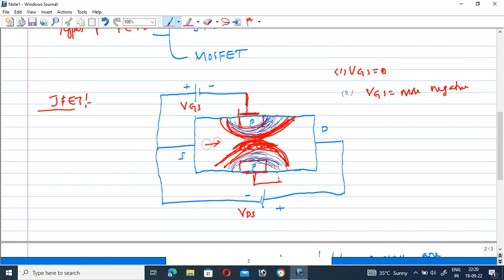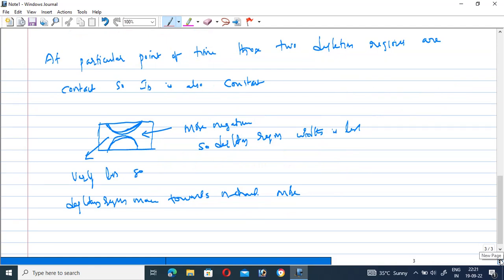So this is the ID current. This is the direction of the current, which we call the ID current. This is very important, guys. Even if you increase the VDS voltage at a particular time, even if VDS increases, ID is constant. Up to that point only, the drain characteristics exhibit this behavior. So this is nothing but a junction field effect transistor.